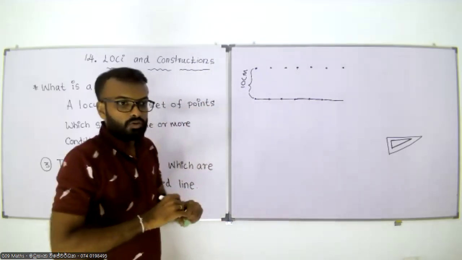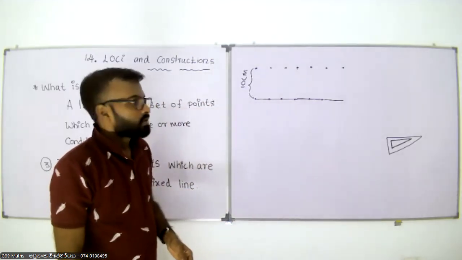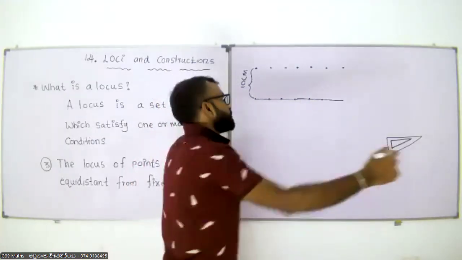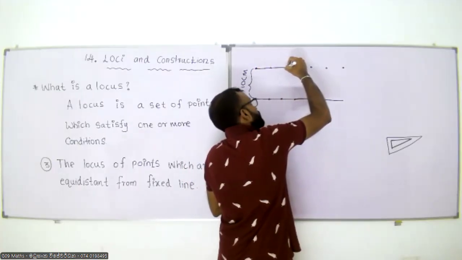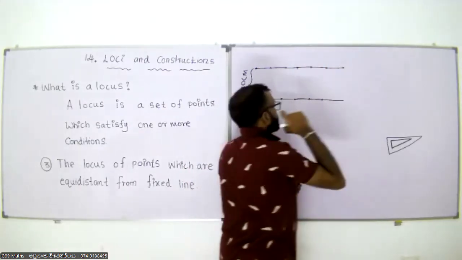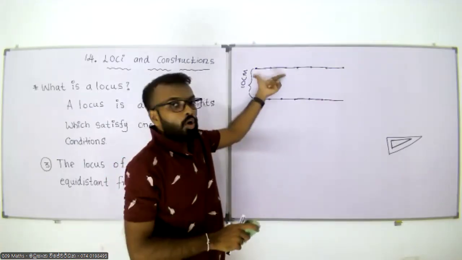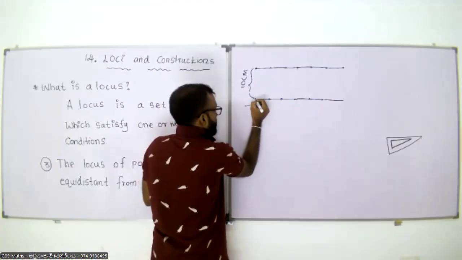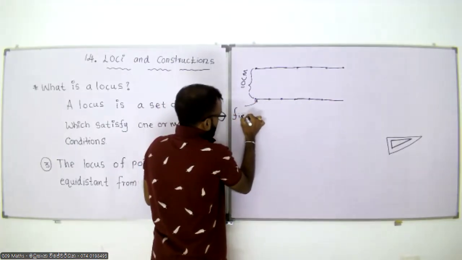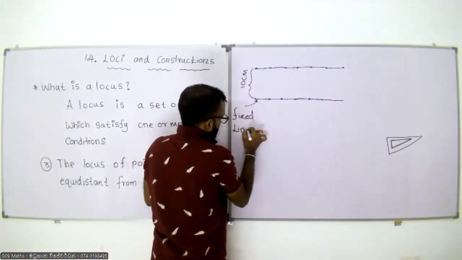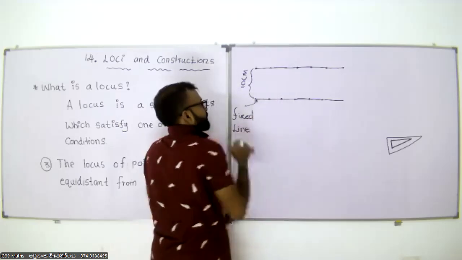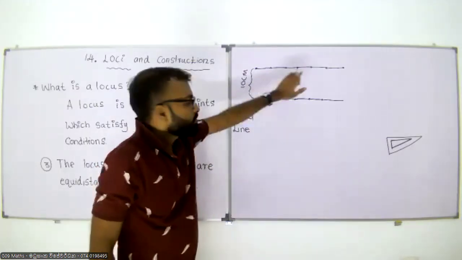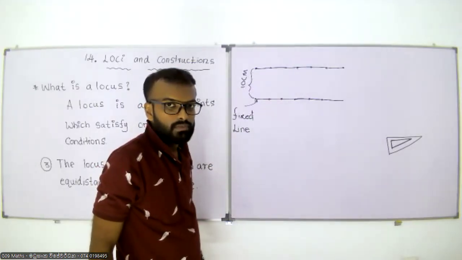And it looks like this. Correct. Now, what I have to do is join the points, from here to here. So, the locus. This is the fixed line, and this is what we construct. Understood?